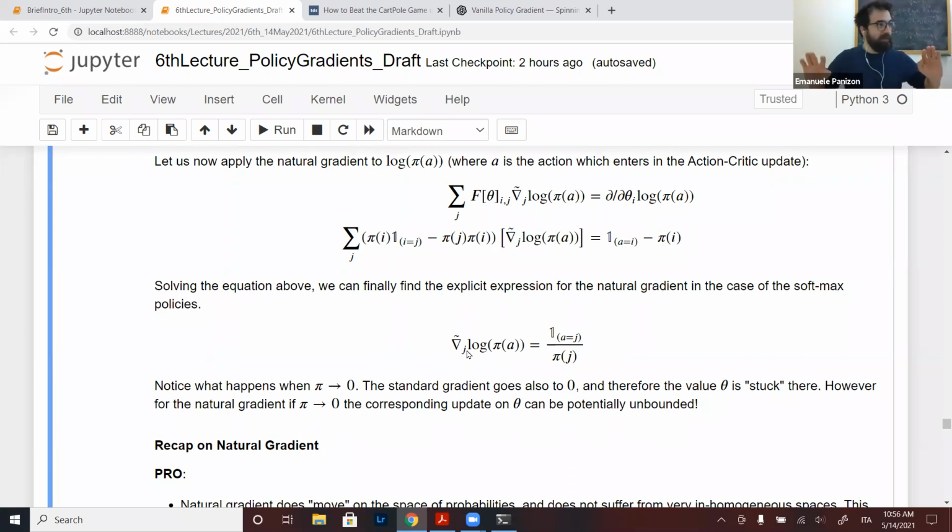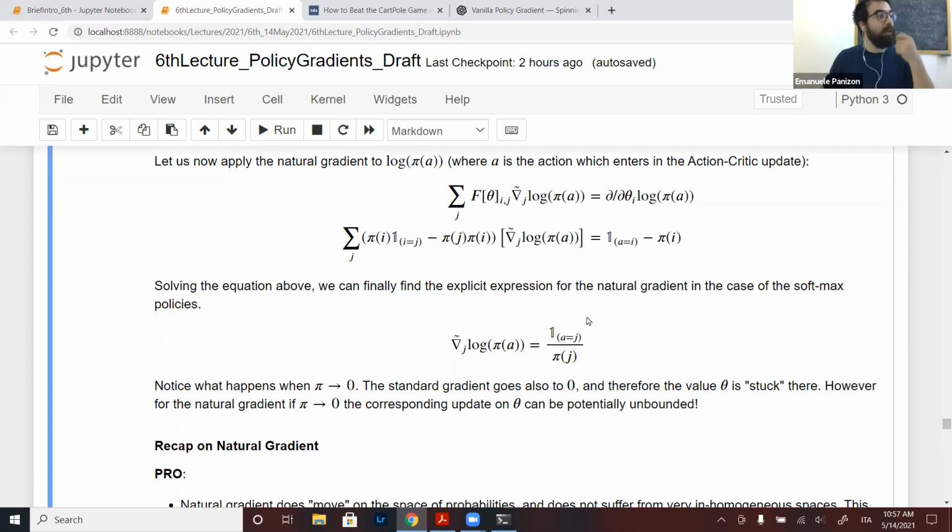This means that if I want to move in the parameter space with a natural gradient, I will change the parameters of only the action I really took. This is the meaning of the indicator a equals j, with a weight which goes inversely with the policy. If the policy is close to 1, this weight is 1, so it does not change much. But if the probability is very, very small, then the update will have a weight which could be infinitely large.